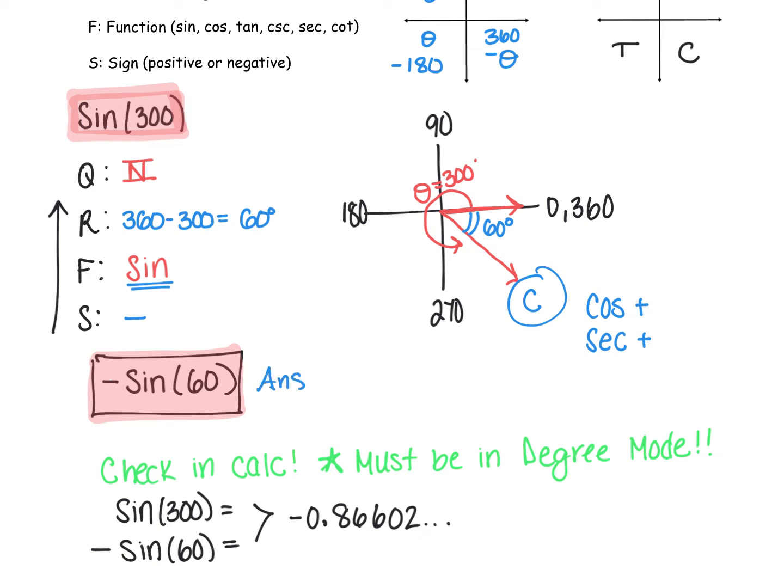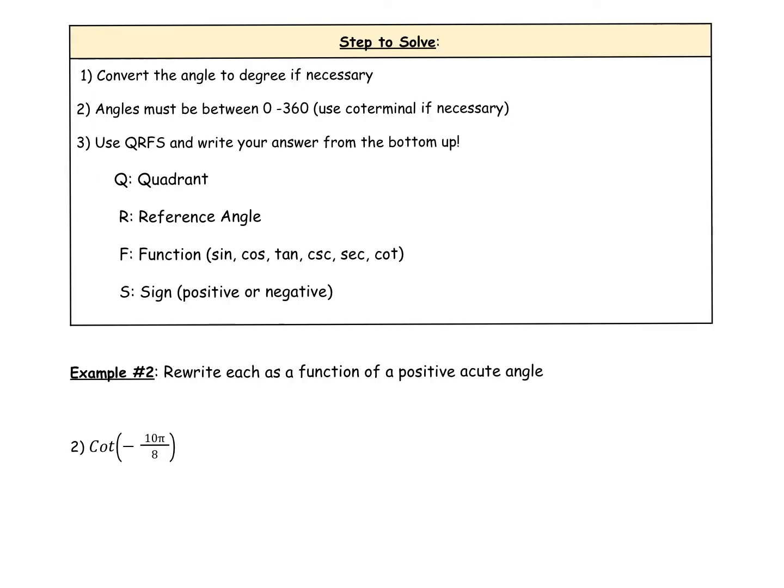So this is my answer. I rewrote my sine of 30 as a function sine of now a positive acute angle. All right, let's try another example. So I just recopied the steps here for us to have.